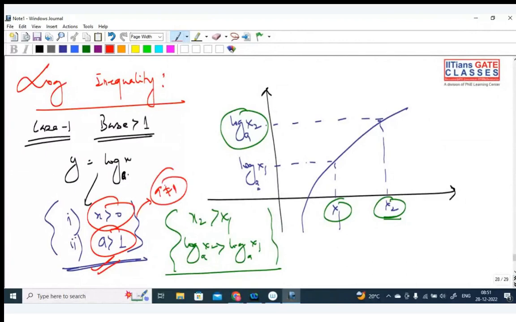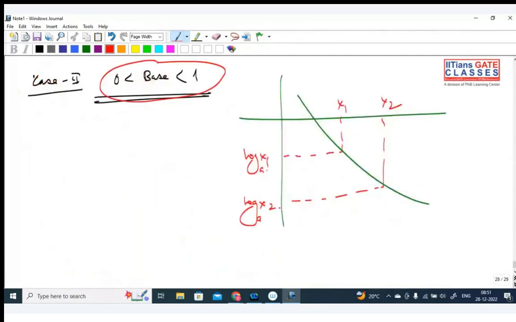Now you see here, in this case, when the base is less than 1, not equal to 1, I'm saying, what is happening here is that whenever you are increasing the value here, this is decreasing more. Okay, this is decreasing. So always keep this in mind, right? This is very, very important.